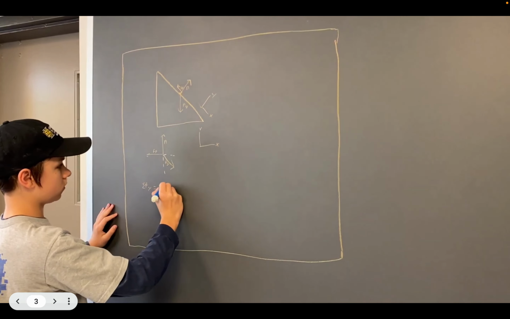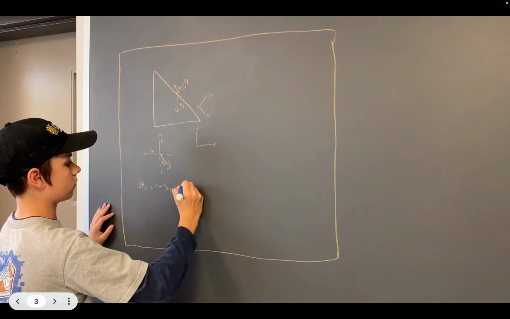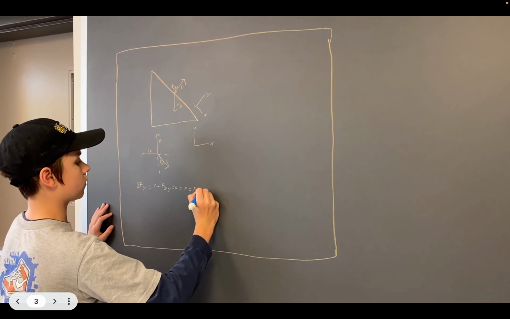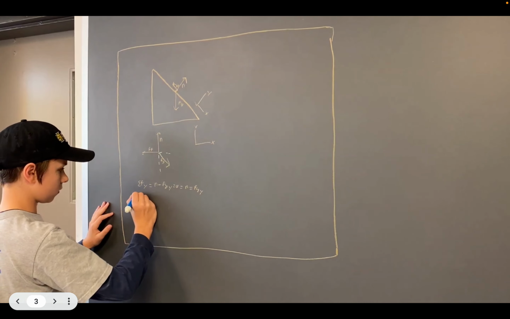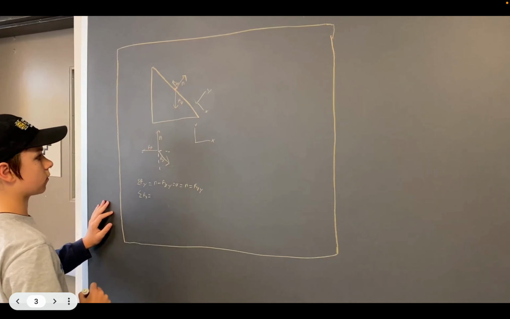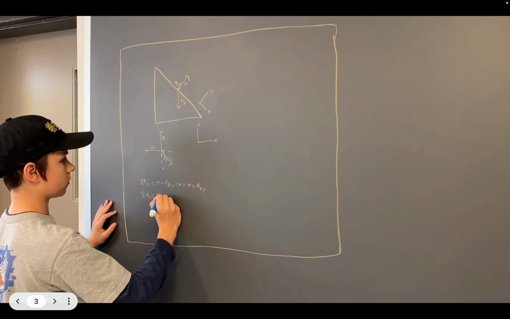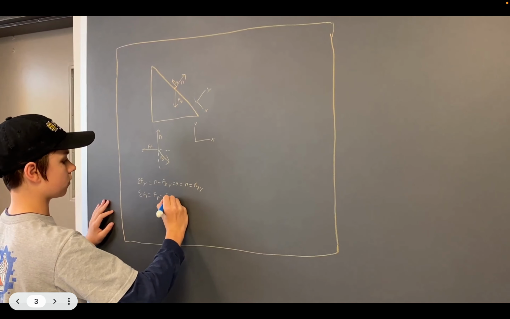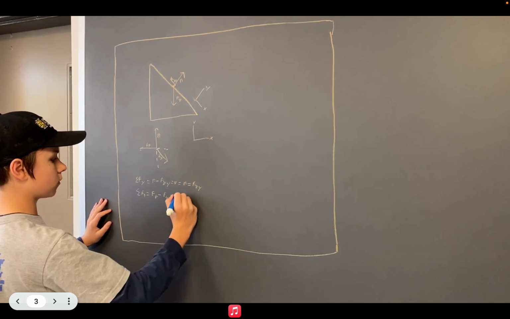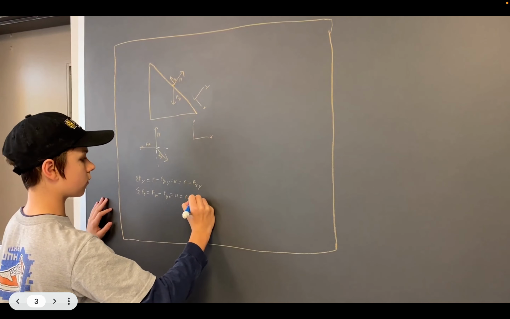The sum of forces in the y direction is equal to normal force minus the force due to gravity in the y direction, which is equal to 0, or normal force is equal to Fgy. The sum of the forces in the x direction is equal to the force due to friction minus the force due to gravity in the x direction, which is equal to 0, or the force due to friction is equal to Fgx.